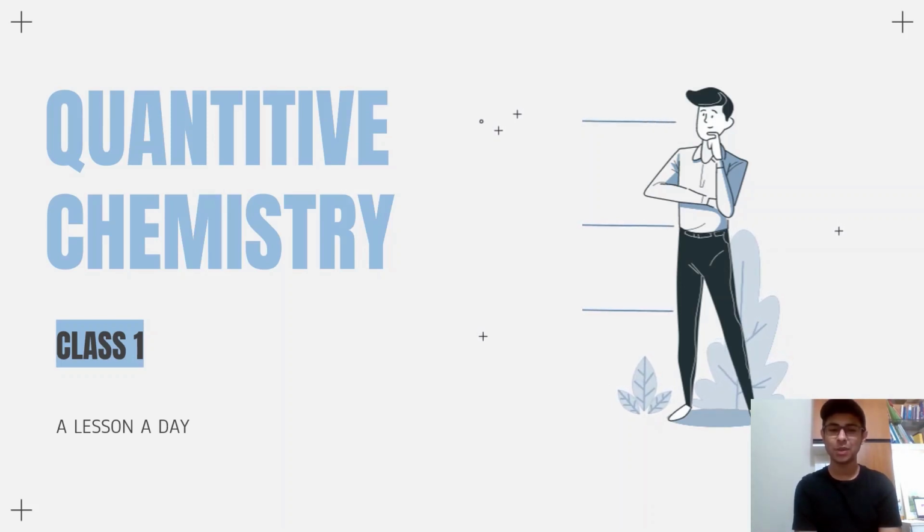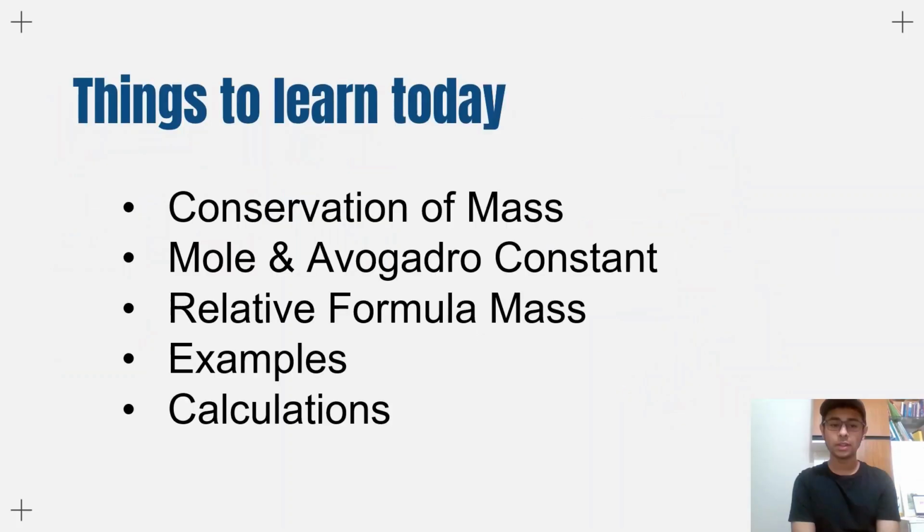In today's class, we are going to learn quantitative chemistry, one of the most interesting, significant, and advanced chapters of O-level chemistry. So without any further ado, let us get started. In today's lecture, we are going to cover the conservation of mass, the mole, and the Avogadro constant, which was named after Mr. Emilio Avogadro. We will learn the relative formula mass and some examples and calculations of all these. So without any further delay, let us hop on to the main lesson.